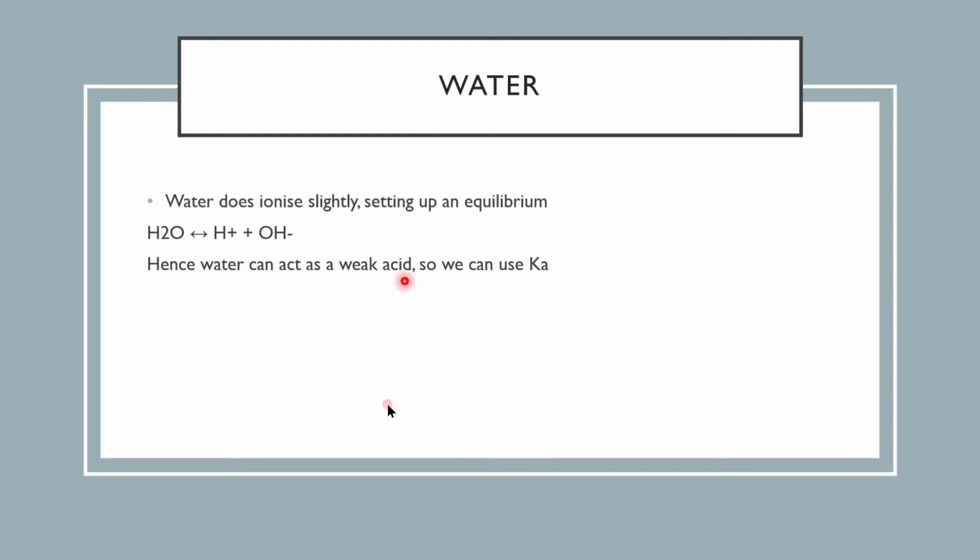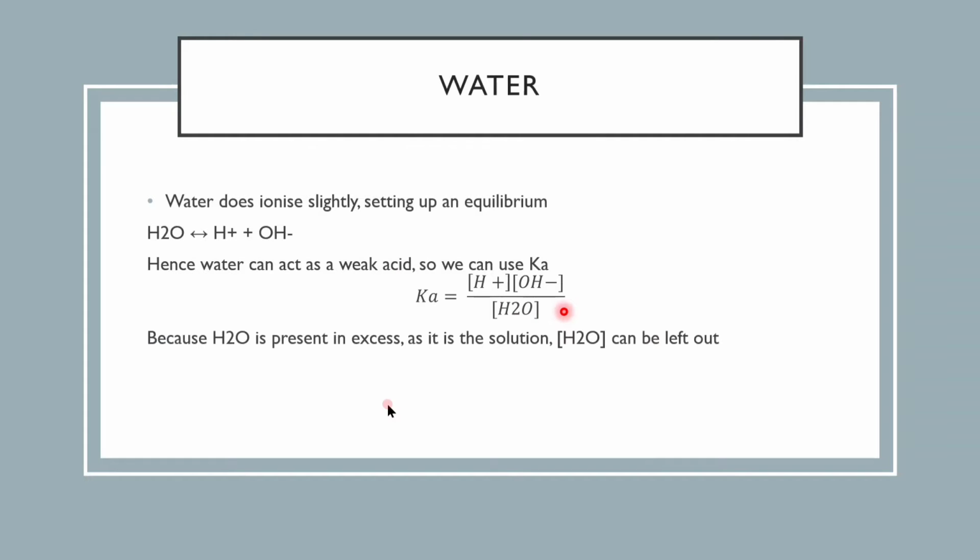And weak acids, as we saw in the previous video, can use Ka as the equilibrium constant. So we can say that Ka is H plus times A minus, which is our OH minus ions in this case, over HA, our weak acid, which in this case is water. However, because water is present in excess, because it is the solution, the concentration of water can be left out of the equation. And so we get this.